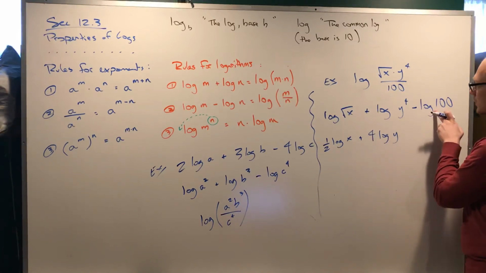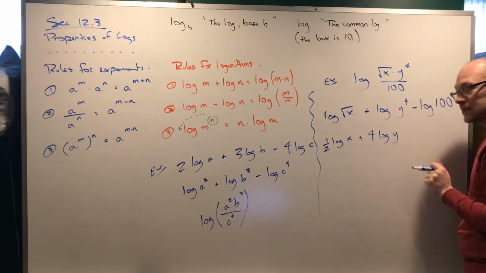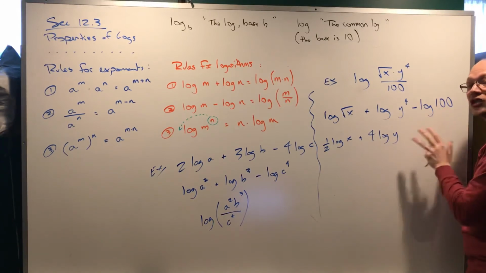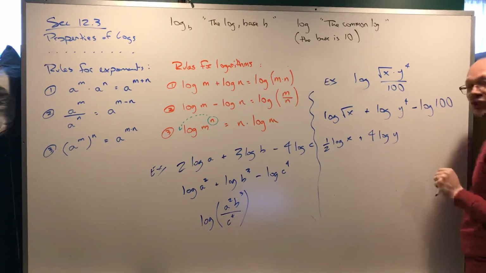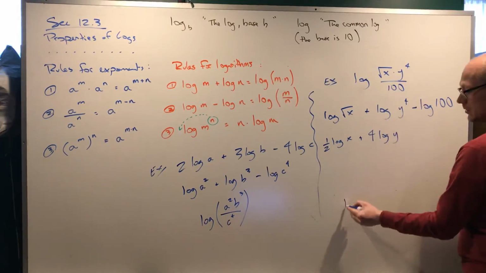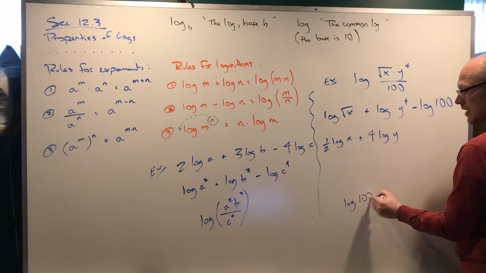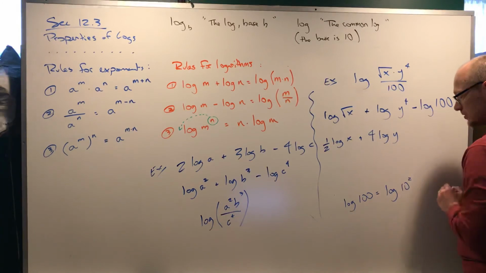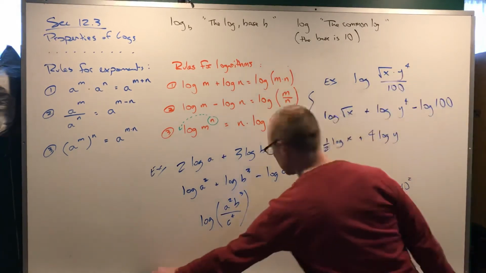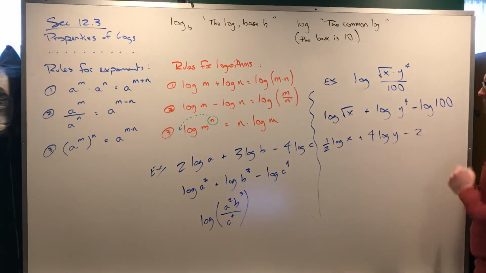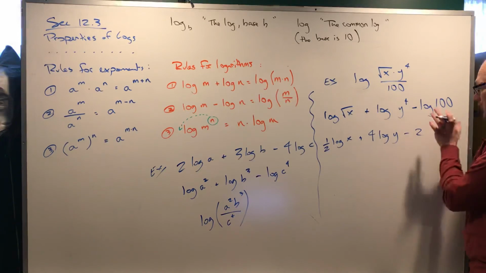Now we get to this log 100. Isn't this log right down here a base 10? If the log equals the exponent, 10 raised to what number gives you 100? That would be 2. Log of 100 is the same as log of 10 squared, base 10. That ends up becoming 2. So we have minus 2. Not 2 log, just plain 2.